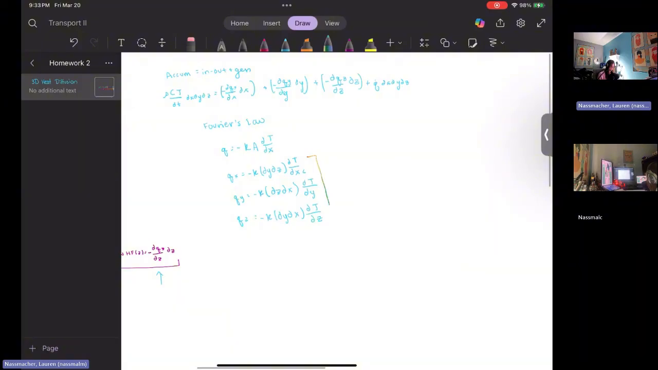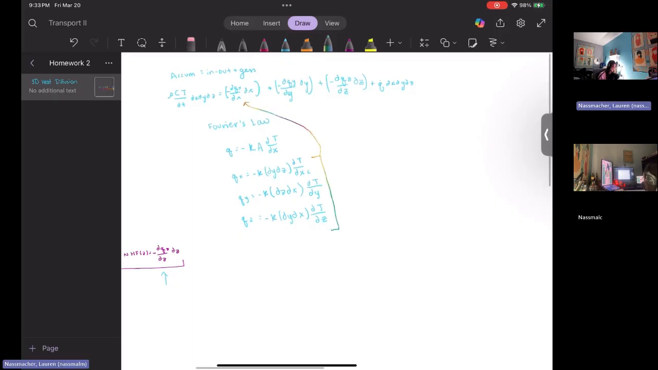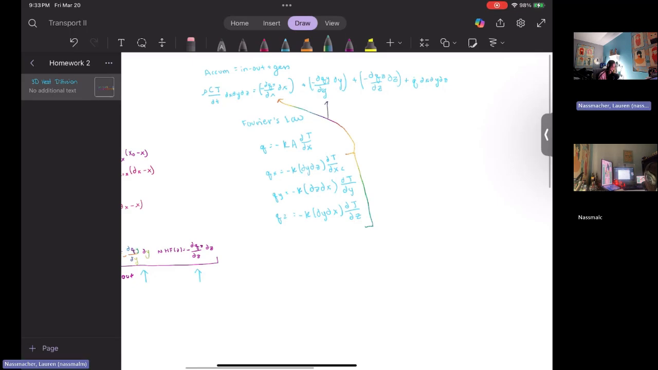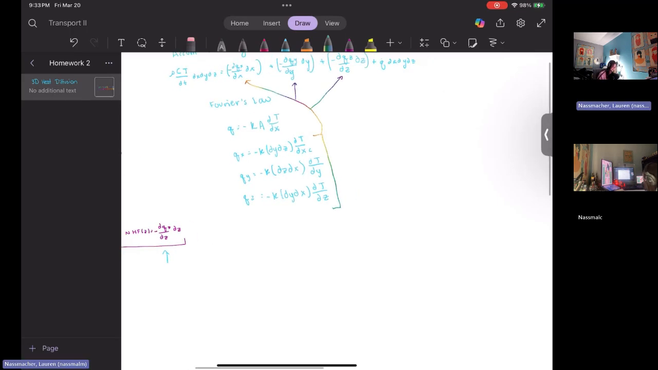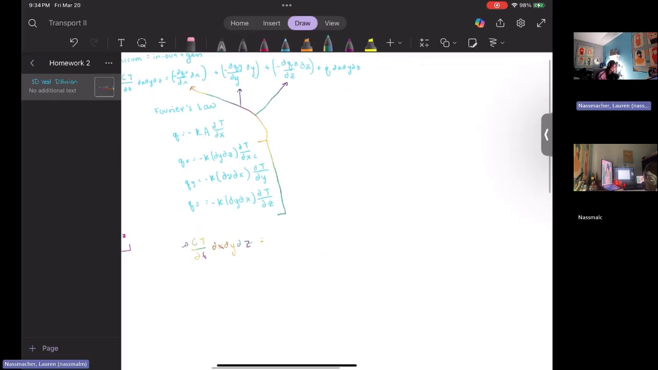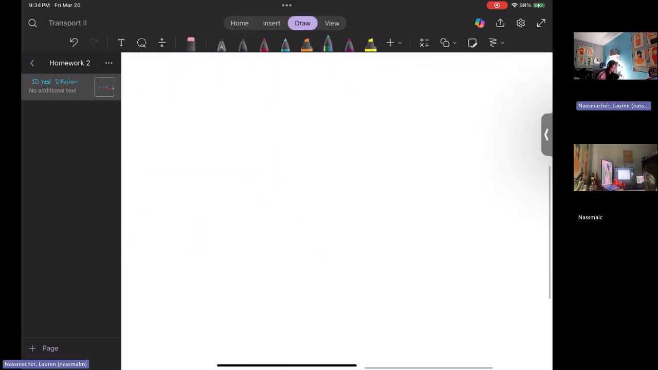We can substitute these three heat flow equations for x, y, and z back into each of our net heat flow equations for x, y, and z. And that will simplify our final 3D heat diffusivity equation down to this little number, which is actually bigger than our original.